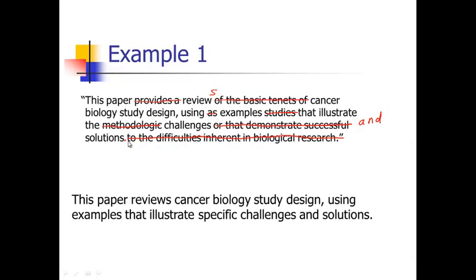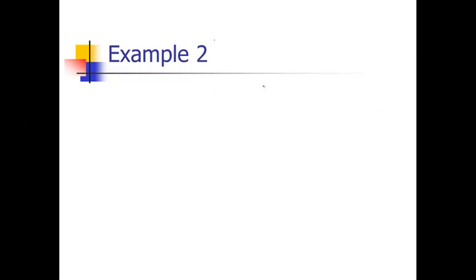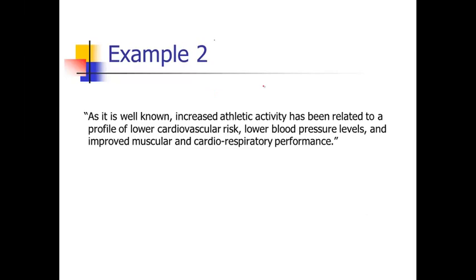So notice how we stripped that sentence of all the garbage. We get down to the meat of it, only the important words. So here's a second example that we can edit. This sentence reads, "As it is well known, increased athletic activity has been related to a profile of lower cardiovascular risk, lower blood pressure levels, and improved muscular and cardiorespiratory performance." You can see again that that sentence has a lot of extra words that we can get rid of.